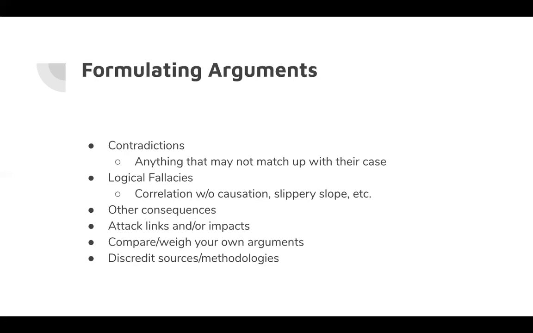Another thing you want to do is attack the links or the probability or inherency and the impacts. If your opponent has no probability on the contention, or it's just straight up wrong, that takes out the contention. And if they have no impact, then it just takes out the contention. So those are two really good things to do. Another thing you want to do is compare and weigh your own arguments. This makes it really easy for the judge to decide which argument they want to prefer in the round. And another thing, this is not as convincing, but it's kind of a last resort: you want to discredit sources and or methodologies.